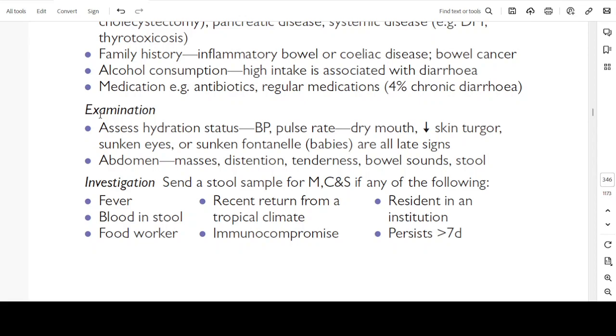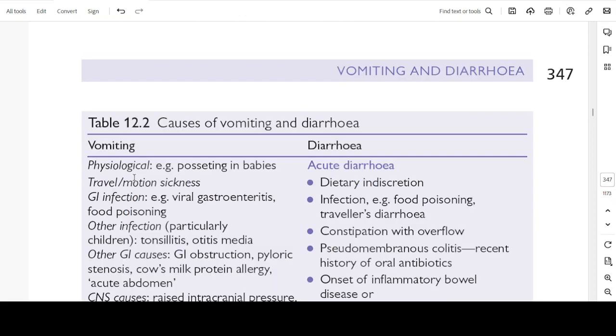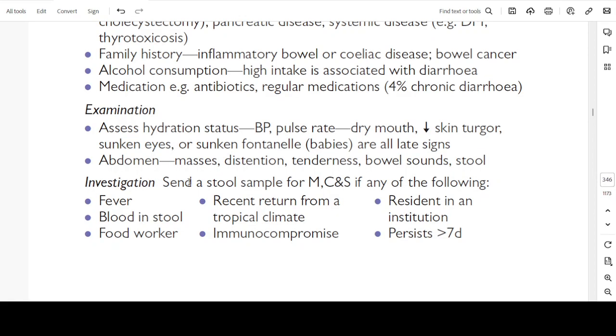So we have done the examination, hydration status, and the abdomen examination. Investigation: send a stool sample for microscopy, culture and sensitivity if any of the following is present: fever, blood in the stool, food worker, recent return from a tropical climate, immunocompromise, resident of an institution, and if diarrhea persists more than 7 days.